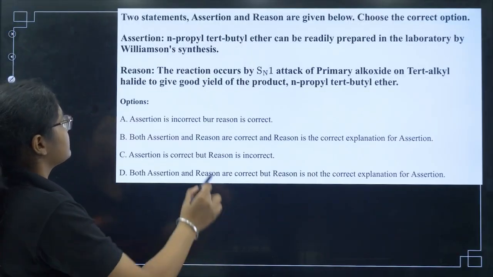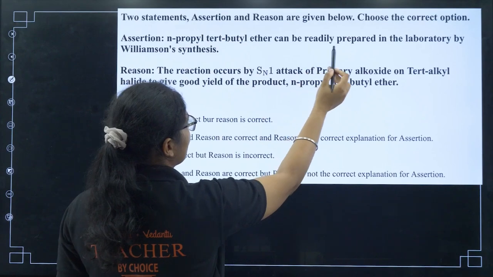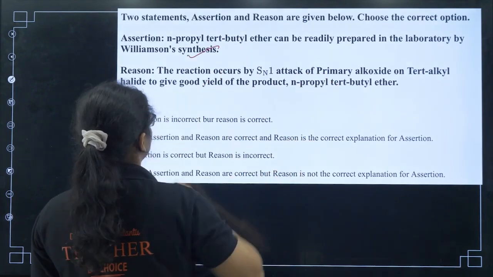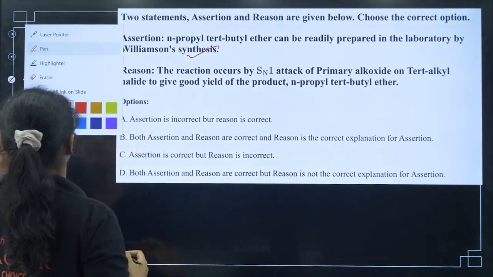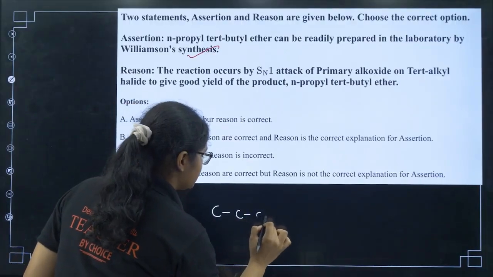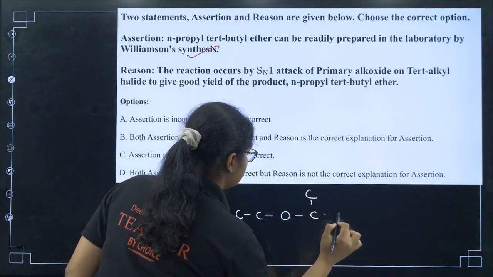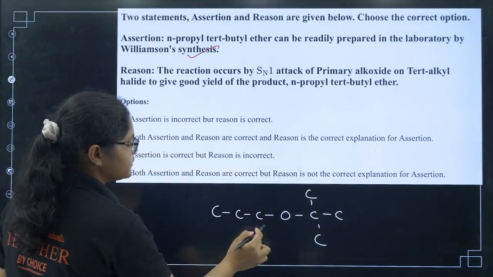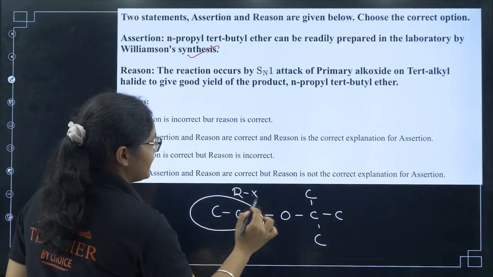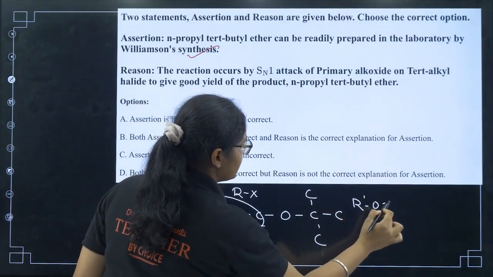Next, assertion and reason. N-propyl tert-butyl ether can be readily prepared in the laboratory by Williamson ether synthesis. Yes, we can prepare that. N-propyl, that is like this, tert-butyl ether. Right, this we can prepare. So this one should be your RX and this one should be your RONa.